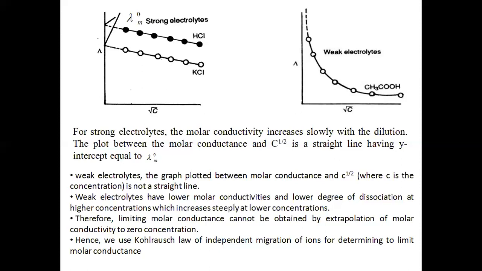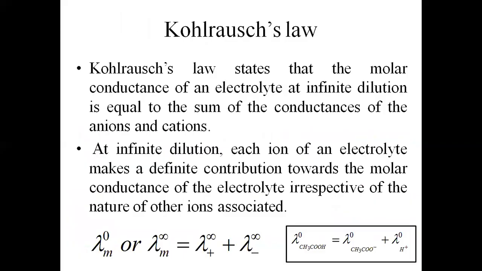Then how can we find the molar conductance at infinite dilution for a weak electrolyte? For that, we use one famous law, known as Kohlrausch's law of independent migration of ions, for determining the limiting molar conductance of a weak electrolyte. Then, what is Kohlrausch's law?